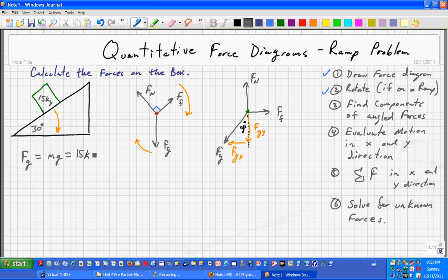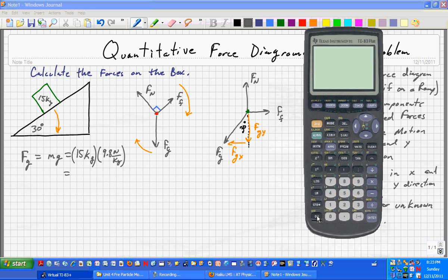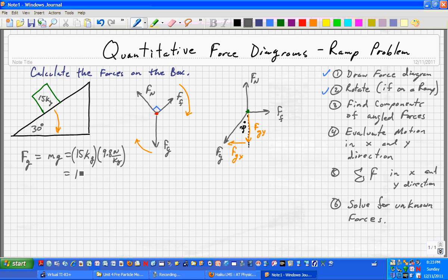So that's going to be 15 kilograms times 9.8 newtons per kilogram. And I wind up with a weight force of 15 times 9.8. That's going to be 147 newtons. 147 newtons. F of g in the y direction.